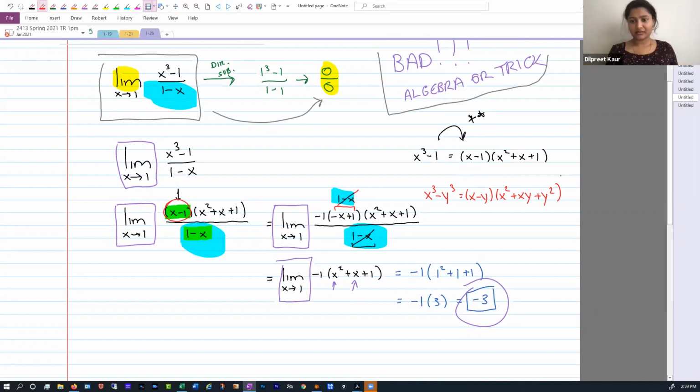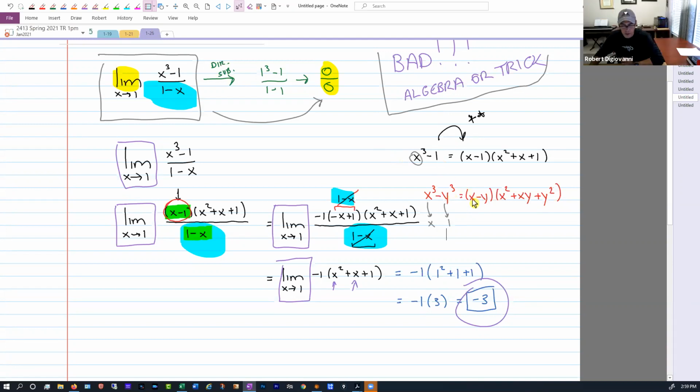Okay, got it. And so in this particular case, for us, the x is actually x, right? And the y is actually 1, right? So we're just going to go x minus 1, x squared plus x times 1, which is that, and then 1 squared.